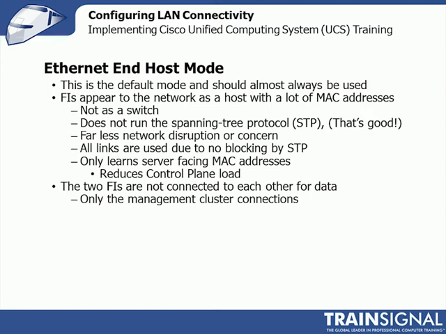What I mean by that is you don't have to worry about spanning tree kind of doing its learning process and blocking ports, and when it sees a topology change, your interconnects are not going to be affected. All links are used due to no blocking by the spanning tree protocol. So if you're not real familiar with spanning tree, spanning tree's purpose in life is to keep loops from forming on a network.